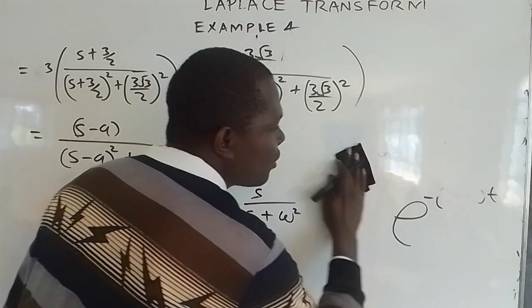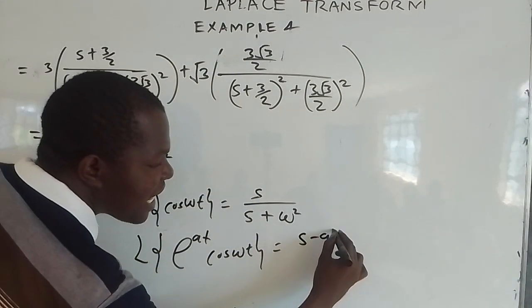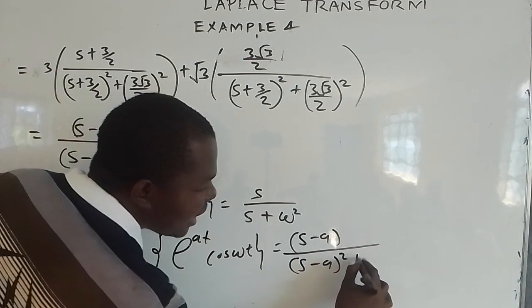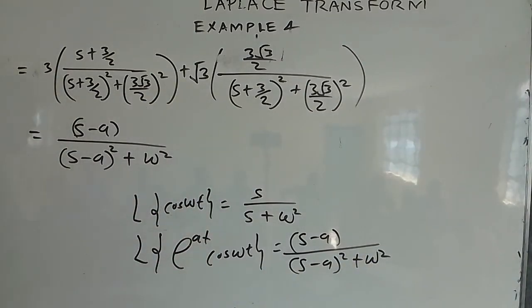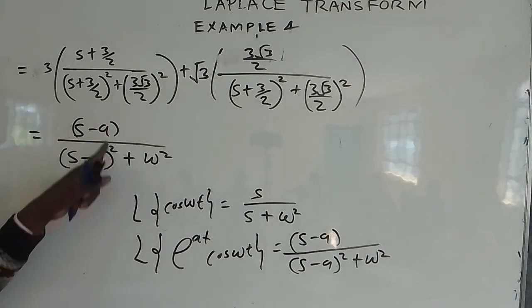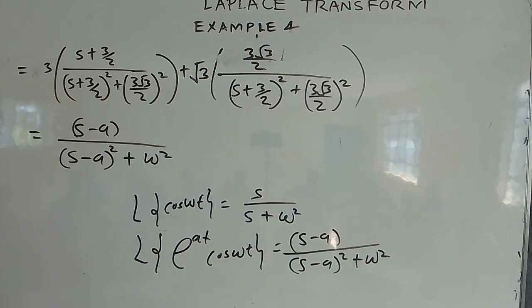Yes, so it means this is going to be s minus a. Where there is s, you now put s minus a plus w. Meaning, what are you supposed to get? Exponential at cos wt. Meaning the whole of this is exponential at cos wt. Have you seen that? Then you know the second part. This second part is what?